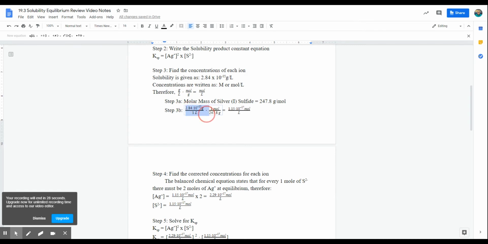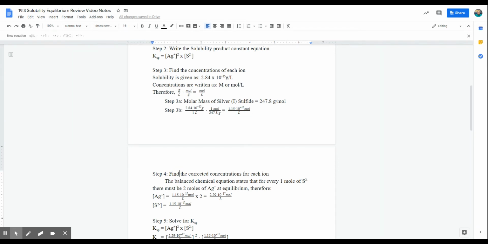So here is my given solubility. That was given in the problem earlier, and then I divide by the molar mass, or just multiply by the inverse, same thing, and I get a solubility of 1.5 times 10 to the negative 17 moles per liter.